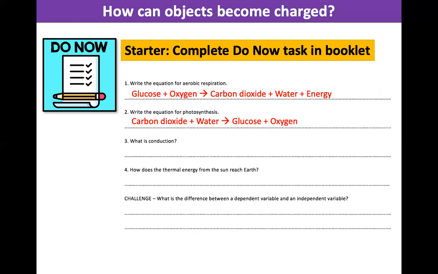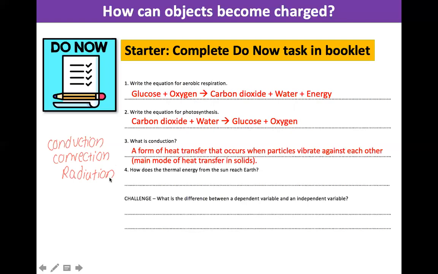Next, what is conduction? If you remember, that heat energy is transferred in 3 different ways. So we have conduction, convection, and radiation. If you remember that from our last topic on energy. Not last topic, a few topics ago. And conduction is when that heat energy is transferred in our solids. So remember, those particles start vibrating against each other and passing on the energy. And that is your answer to question 3.